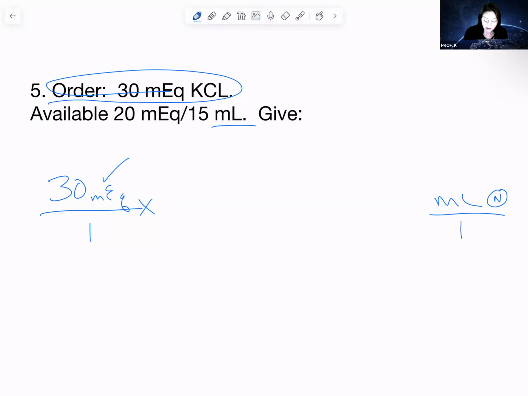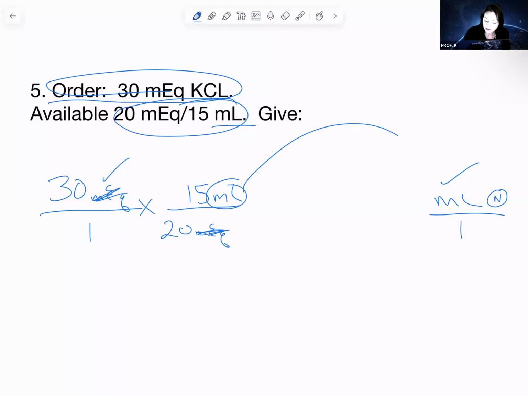This just reminds me the unit milliliters has to end up in the numerator position. So how do I get rid of milliequivalents and get to milliliter? Well, I'm going to use what's in my problem. So 20 milliequivalents in 15 milliliters. That crosses off my milliequivalents and it leaves me with milliliters, just what I need. Now it's just math. So 30 times 15 is 450 and 20 times 1 is 20.